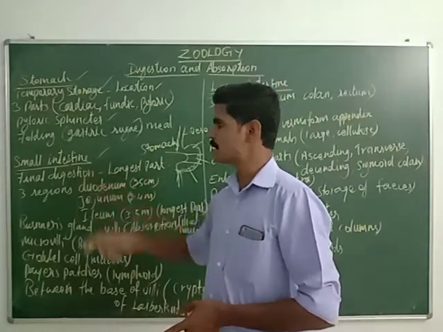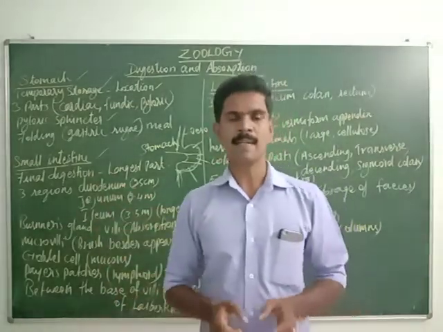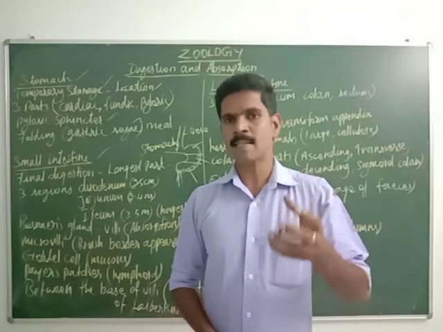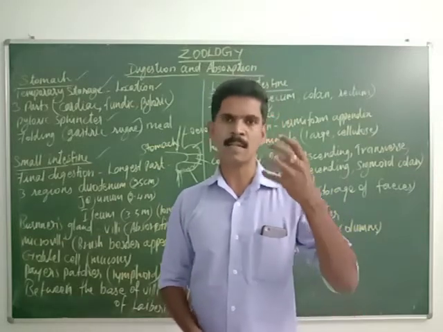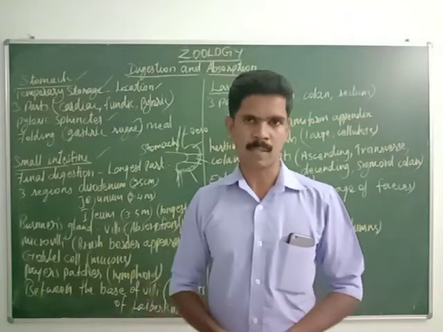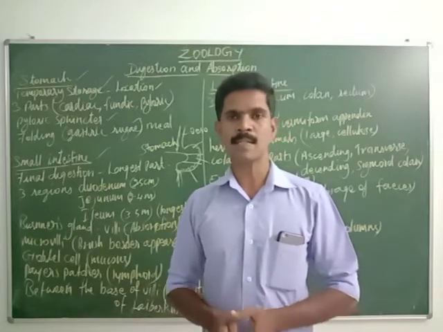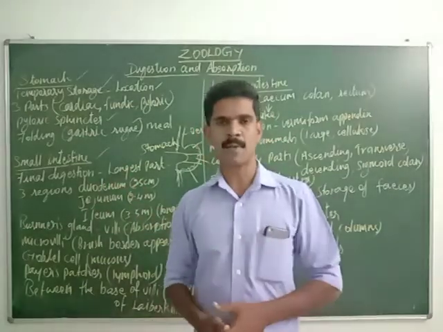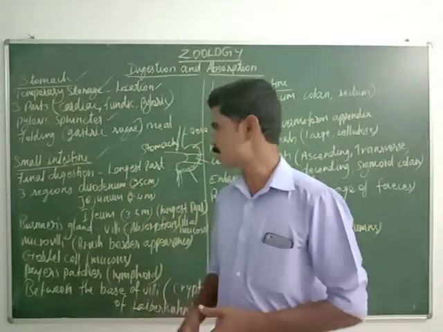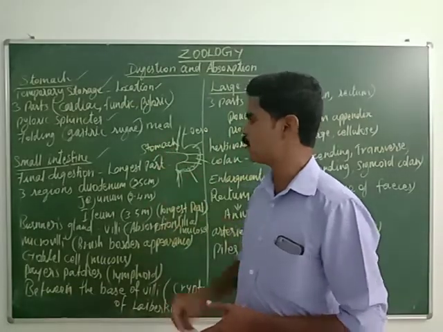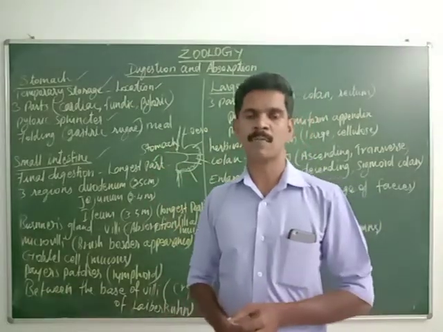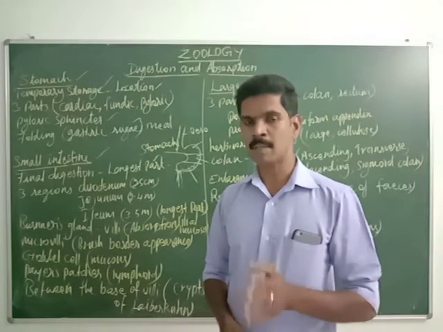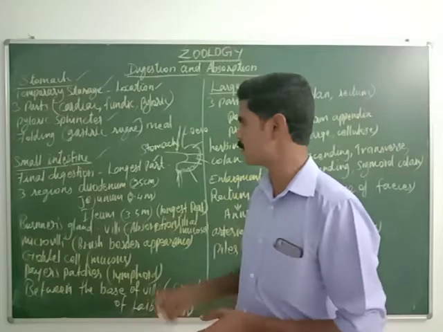See, the small intestine acts as the final digestion and absorption site. Actually, the digestion and absorption process started in the buccal cavity inside the mouth, and finally the food materials are digested and absorbed inside the small intestine. That's the first point. The second point: the small intestine is the longest part of our alimentary canal.